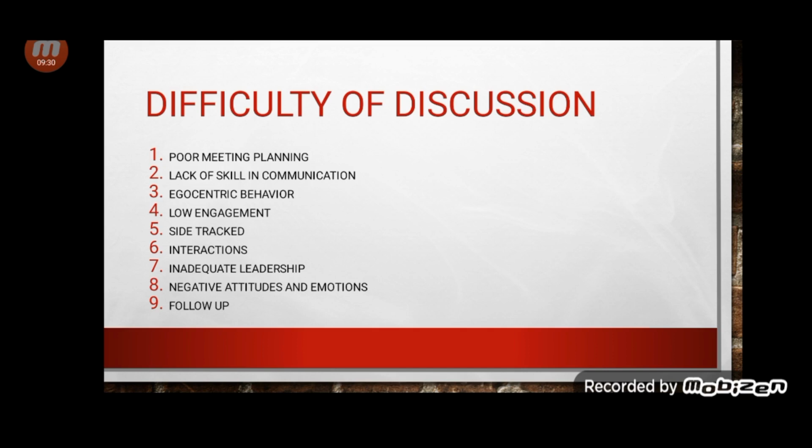Next, negative attitudes and emotions. Perhaps members did not communicate in a civil, respectful way. However, they expressed anger, grumbled, and so on. Last of the following factors that make discussion tend to be difficult is the follow-up, meaning nothing ever happened as a result of the meeting, no implementation of decisions.